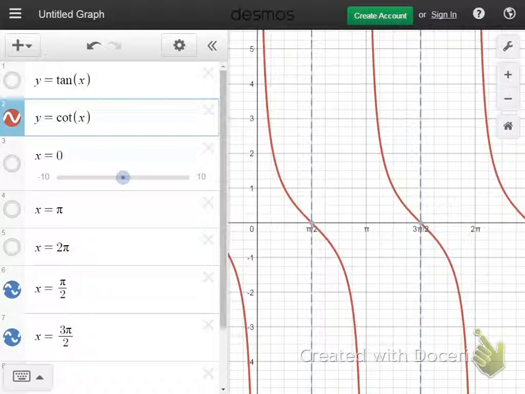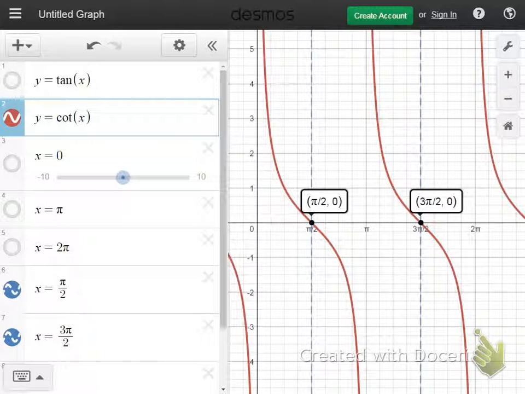So these were the asymptotes for tangent that are here in blue. You'll notice they happen at pi halves and 3 pi halves. Now that we are taking the reciprocal for cotangent, the value is just 0 there. So where we had asymptotes before, now the function is equal to 0. Those are no longer asymptotes, but it looks like we do have an asymptote at pi, so let's highlight that, and at 2 pi as well.